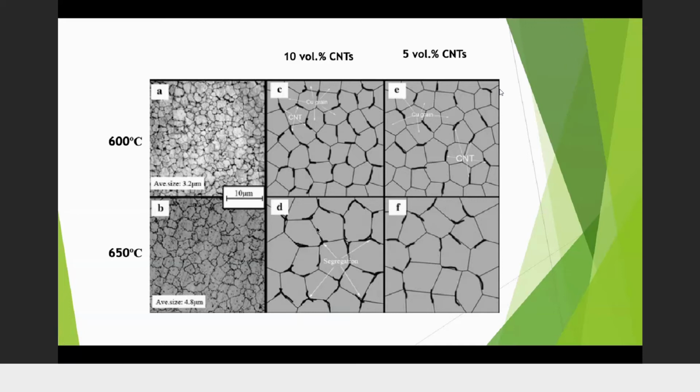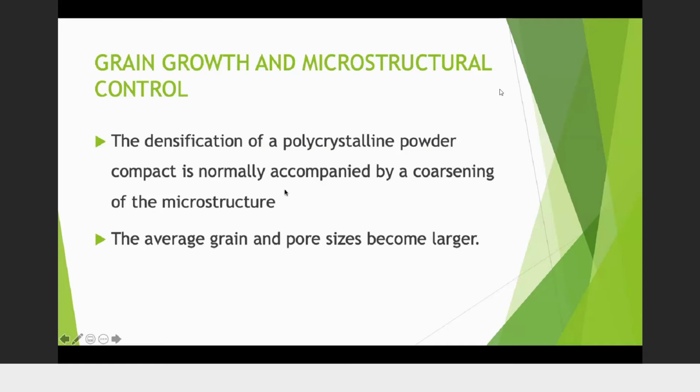So the densification of a polycrystalline powder compact is normally accompanied by a coarsening of the microstructure. As in our second lecture, we said that densification and coarsening use the same energy driving force to happen, right? Therefore these two processes, densification and coarsening, can be happening at the same time. So during the densification of a polycrystalline powder compact, we have coarsening of the microstructure, and the average grain and pore size will become larger, because coarsening will let them grow.